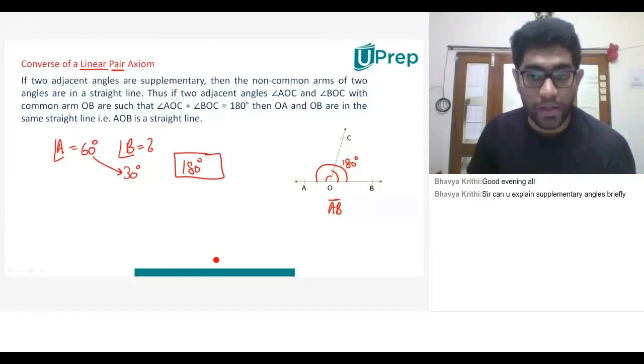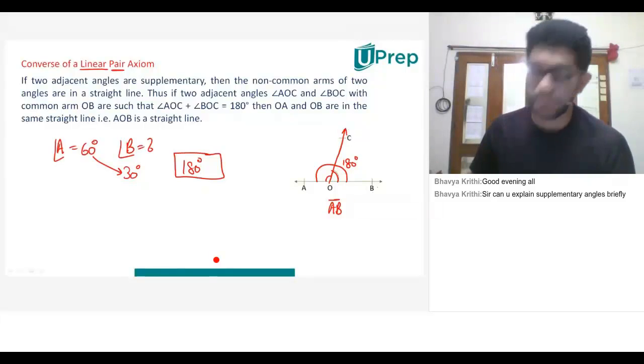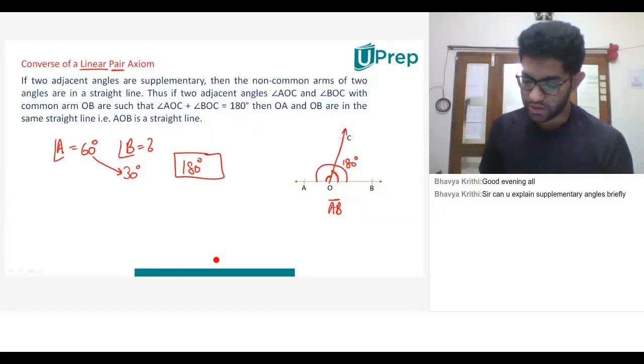And the common ray, you see OC is common to AOC and BOC. And AOC and BOC are right beside each other. These two angles are adjacent to each other. Do you understand the entire connection now? Yes, sir.